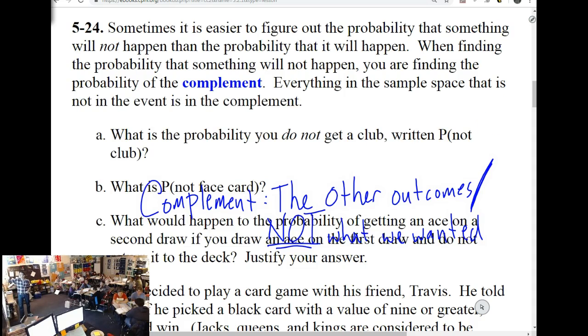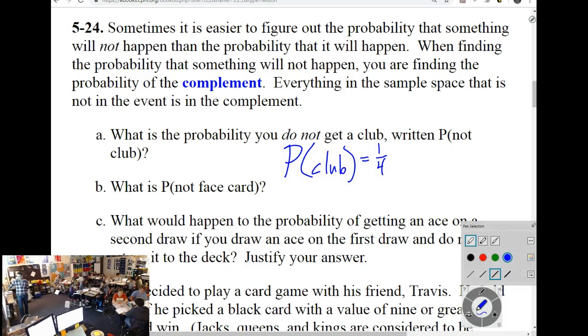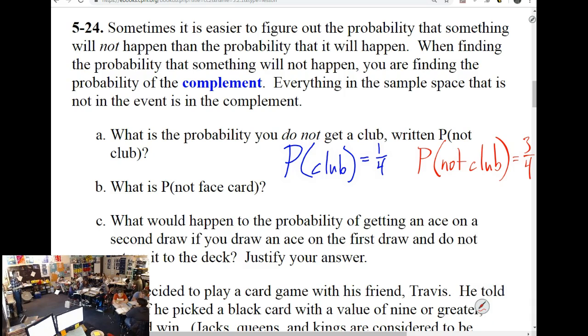Okay, so if we talk about the probability of not getting a club, well, we said the probability of getting a club was 1/4. So the probability of not a club would be 3/4. So if that casino game is pick a suit, you have a 3/4 chance of losing.